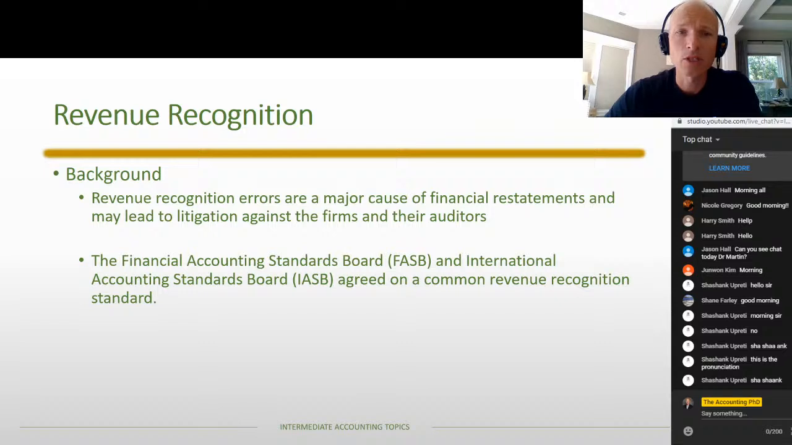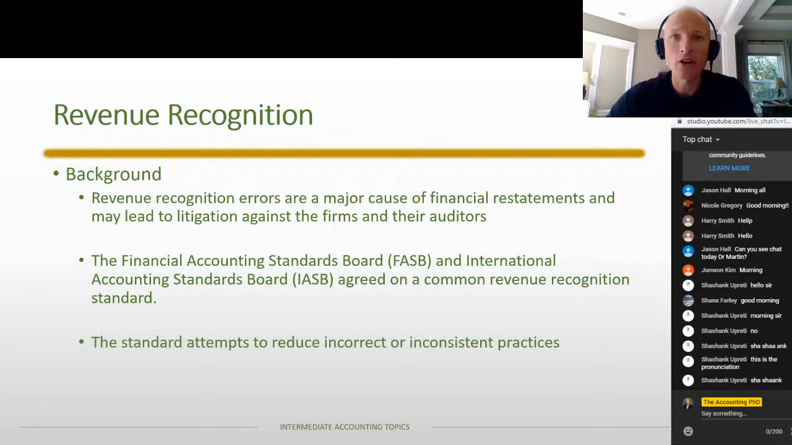So the FASB, which is the U.S. Financial Accounting Standards Board, and the IASB, which is the International Accounting Standards Board, did agree on a common revenue recognition standard. It's been a few years since it's been in operation, but revenue recognition between FASB and IASB, or between the U.S. and IFRS, is exactly the same. And so the nice thing is, for this chapter, there's no IFRS sheet, because there are no differences. Anything we talk about here also applies to IFRS.